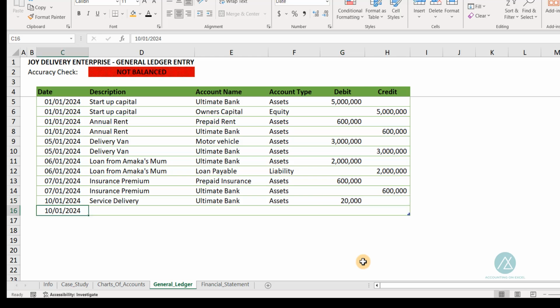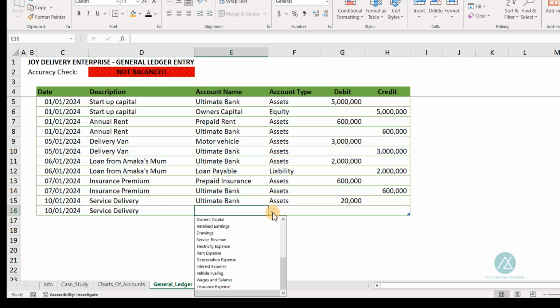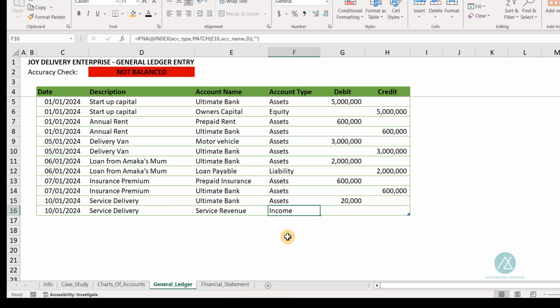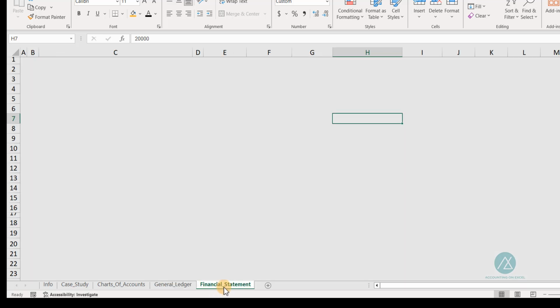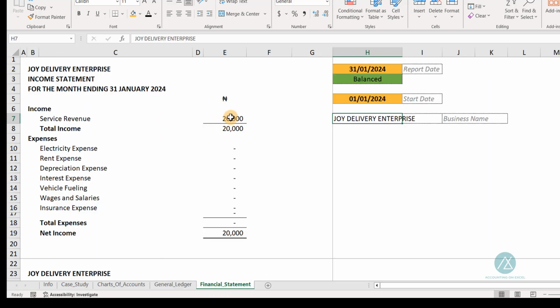Then the second entry for this transaction will be our revenue account. Money was made, service revenue, income. We made an income of 20,000. Income account is a credit balance by default, so whatever will increase it will be a credit. Because we rendered service, income came in, so the income account increased. If you look at your financial statement, notice you have your service, 20,000, right? So we are good to go.